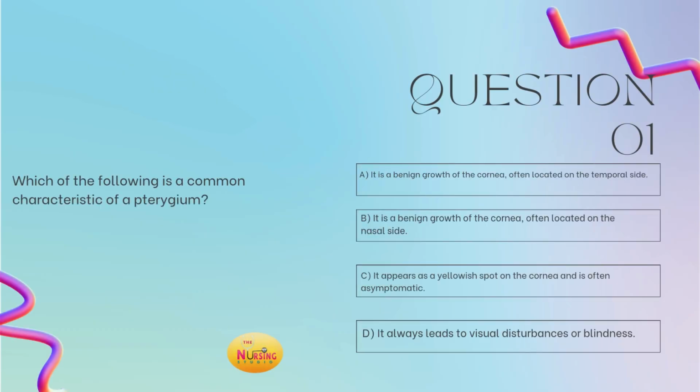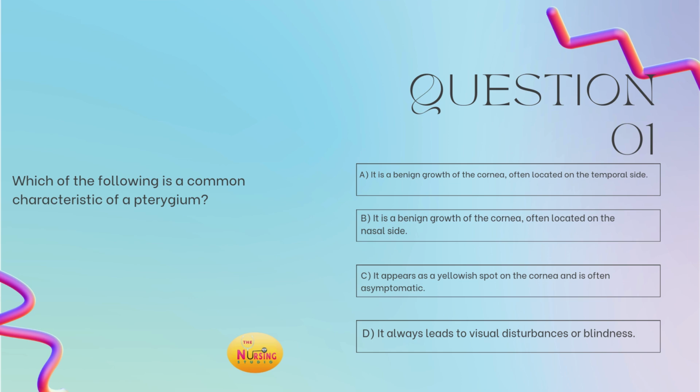Question number 1 states, which of the following is a common characteristic of a pterygium? Is it A, it is a benign growth of the cornea, often located on the temporal side? B, it's a benign growth of the cornea, often located on the nasal side. C, it appears as a yellowish spot on the cornea and is often asymptomatic. Or D, it always leads to visual disturbances or blindness. Take a moment and tell me what you got in the comments, you guys.